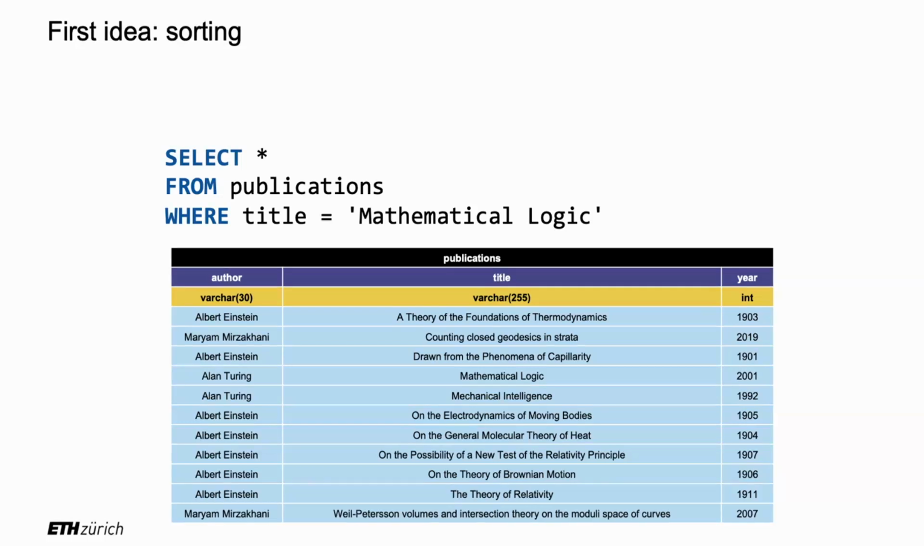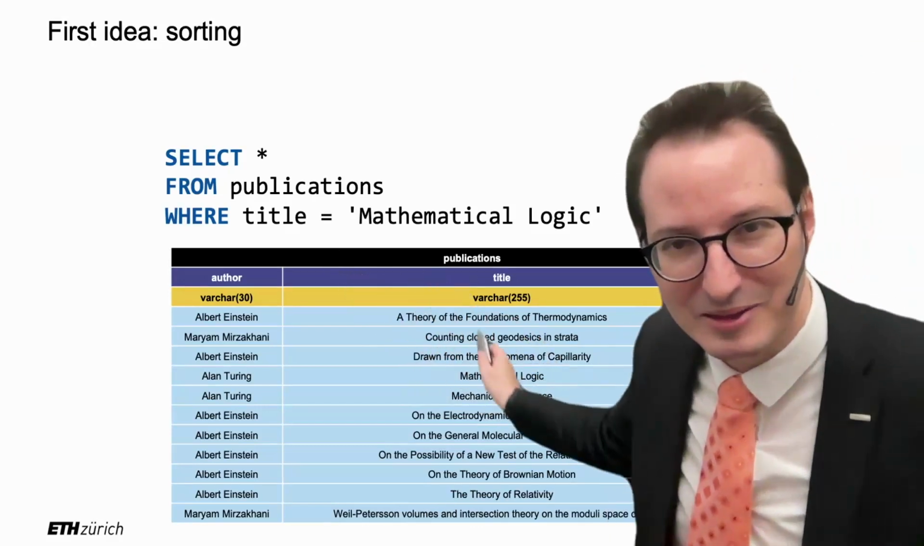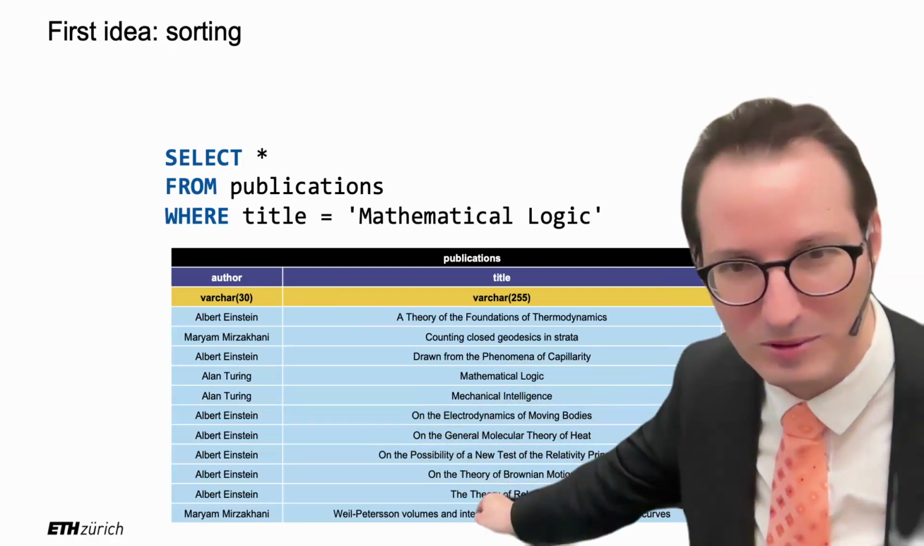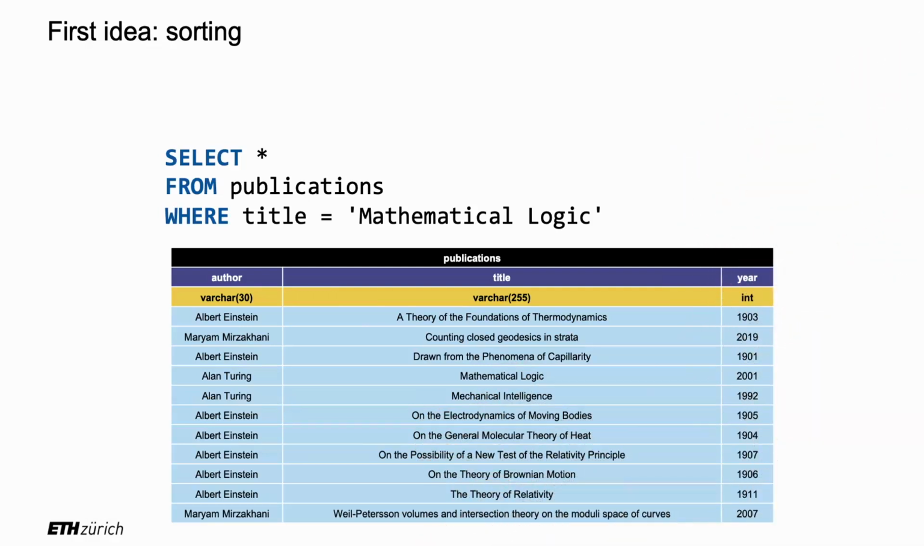In fact, do you notice something on the titles? It's in alphabetical order. You see? A, C, D, M, O, T, W. It's in alphabetical order. So can you do faster than a full scan in that case? What do you do when it's in alphabetical order? And how do you do it?